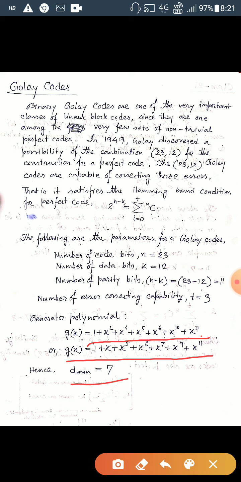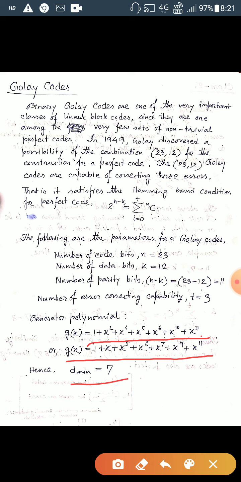So if errors occur in up to 7 minus 1, that means 6 bit positions, it can be identified that yes, an error has occurred, and it can correct up to 3 bit errors. If a maximum of 3 bits are in error, then it can correct those 3 bit position errors.